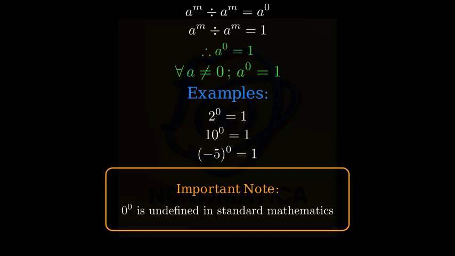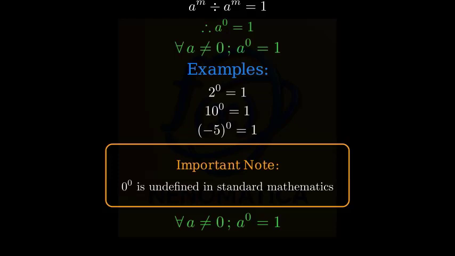The expression 0 to the power of 0 is undefined in standard mathematics because it leads to contradictions in different contexts. To summarize, the zero exponent rule tells us that any non-zero number raised to the power of 0 equals 1. This rule follows directly from the laws of exponents and is consistent across all areas of mathematics.